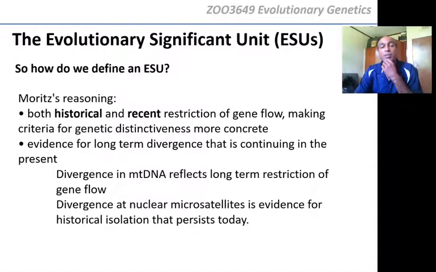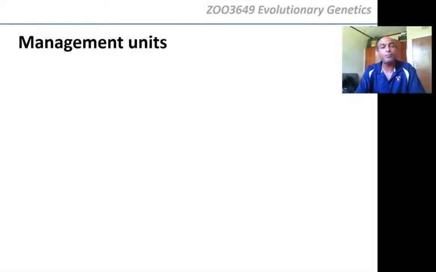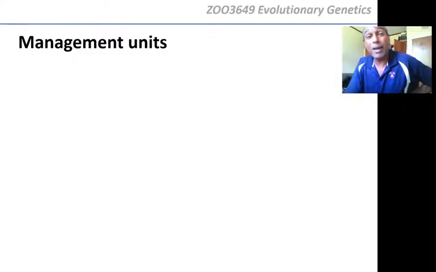microsatellites, for example, significant divergence in microsatellite allele frequencies, for example, would be taken as evidence of historically restricted gene flow, which is still restricted today. Because remember, microsatellites will give you the more recent events, whereas mitochondrial DNA will reflect events that are further back in time. Okay, so then below the ESU, there's something called the management unit.